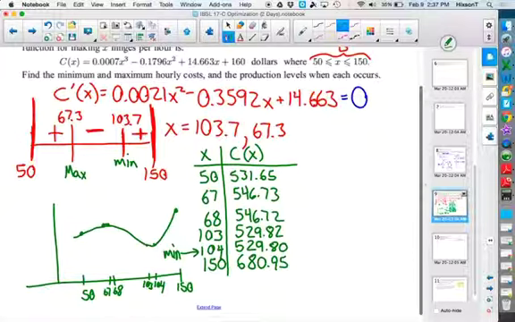So that's why I have to test the integers. Yeah, that's why we have to test the integers. So our new max is now 150. This is a case where the local max would have been here at 67, but if you look at the end of the interval, this 680 gives us the maximum within the domain we're looking at. So our maximum hourly cost would be producing 150 of them. Our minimum hourly cost would be producing 104 of them.